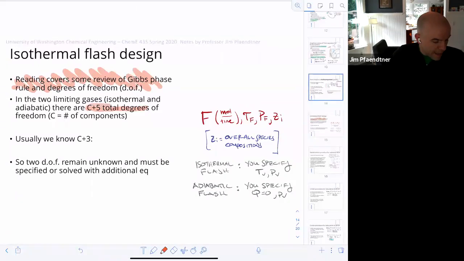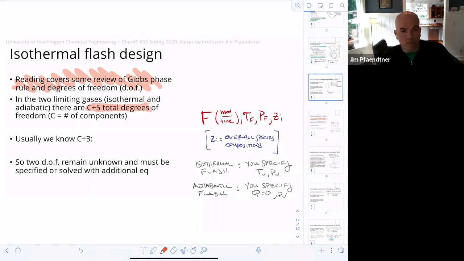The book has this laid out in great detail, and I'm choosing not to get into all the weeds because a lot of students find it unnecessary, but certainly ask questions on the discussion board if you want to know more about where we got this. But just take as truth for the sake of discussion today that isothermal and adiabatic systems for flash have C plus 5 total degrees of freedom. So C is the number of components, and then there are 5 additional degrees of freedom.